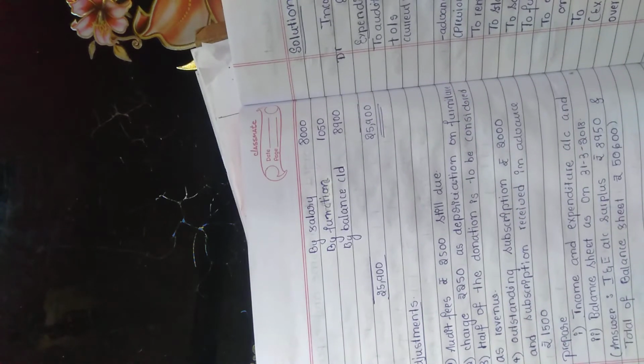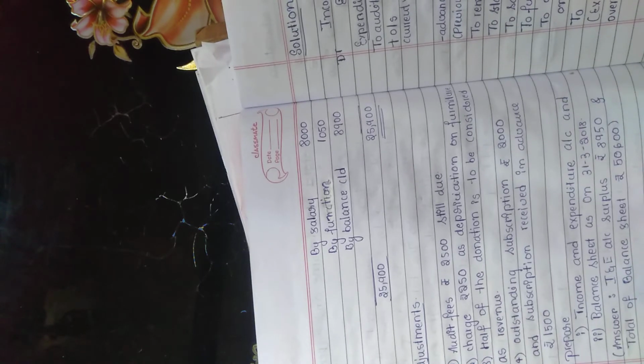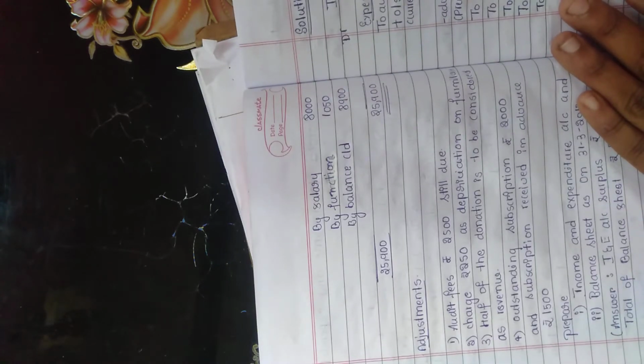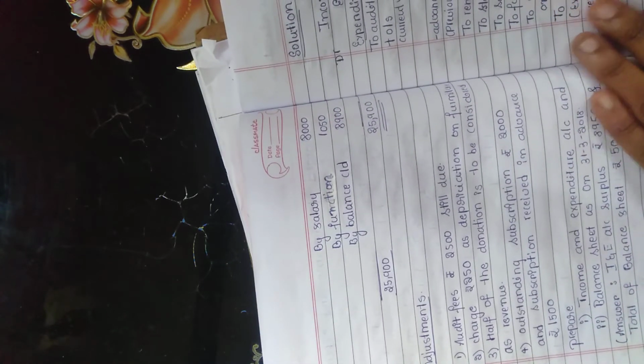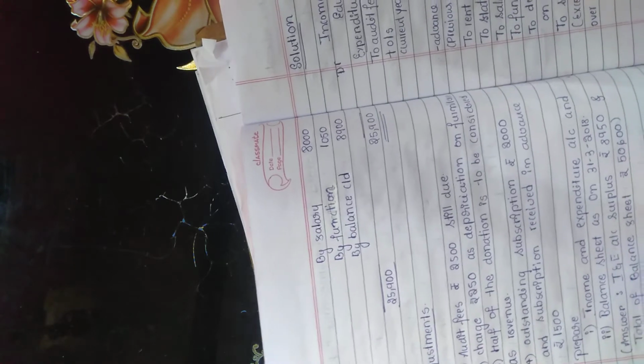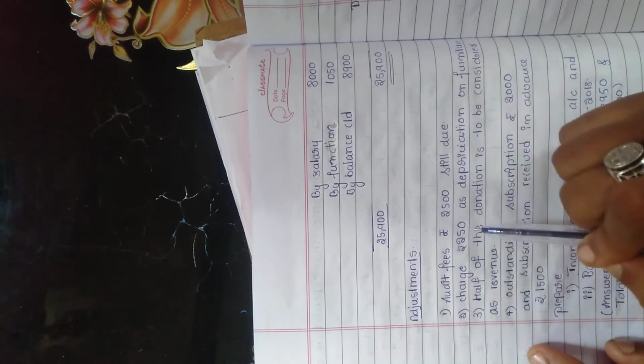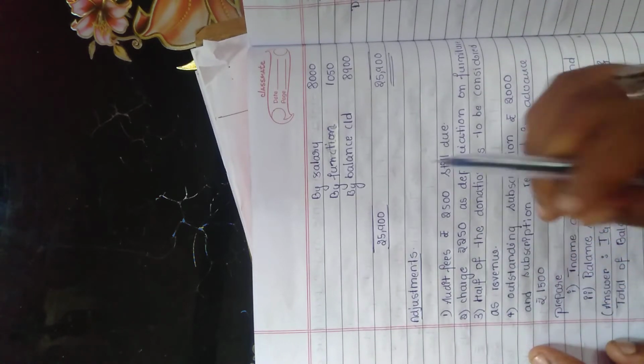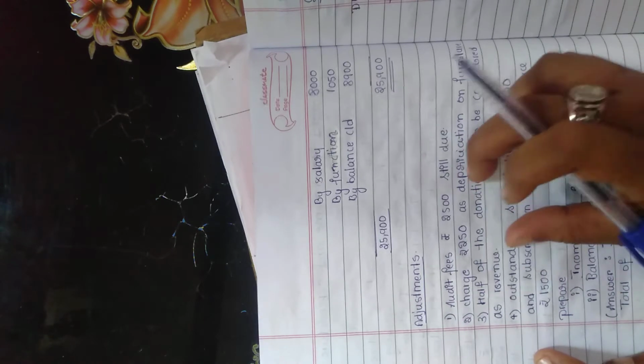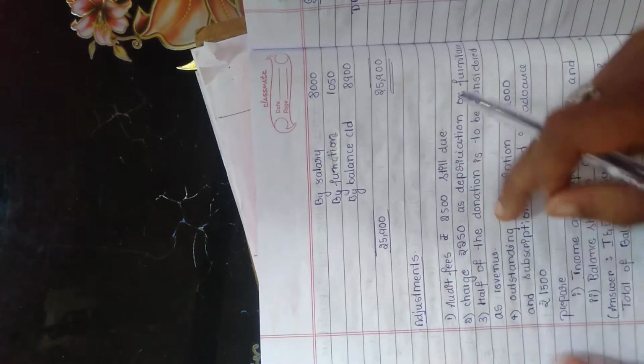So here, furniture asset is not given on the opening balance sheet. Though there is no furniture in the opening balance sheet, they are asked to charge depreciation of 250. So we need to charge depreciation on the expenditure side, that is 250. Then half of the donation is to be considered as revenue. Out of the donation amount, half is revenue, half is capital.